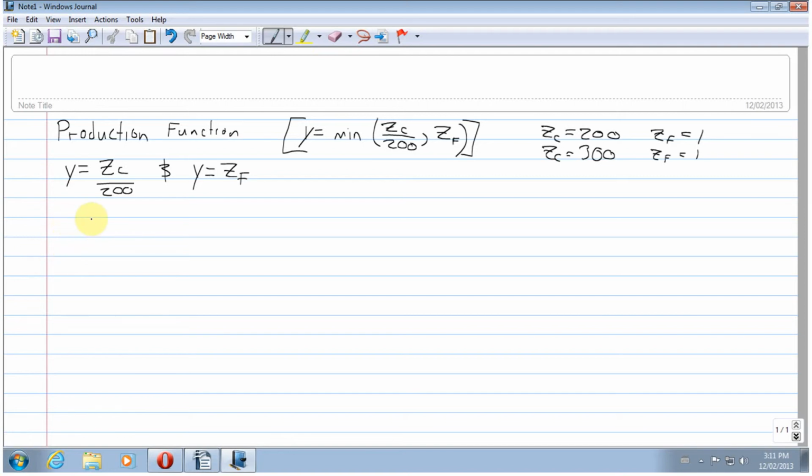So now we're going to solve for the conditional input demands, which is so easy in a perfect complements situation.